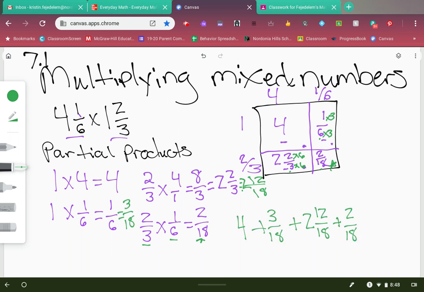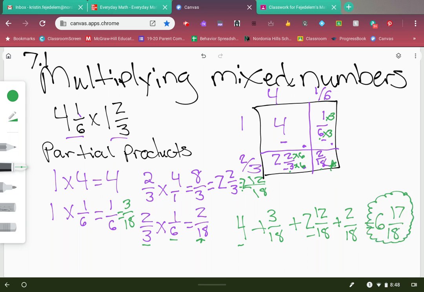So let's add our whole numbers first. So I have 4 and 2. And then I have 3 plus 12 is 15. Plus 2 is 17/18. So my answer to 4 and 1/6 times 1 and 2/3 is 6 and 17/18.